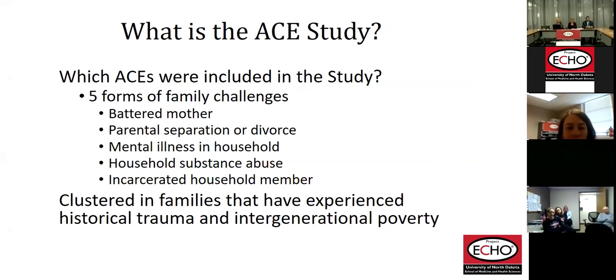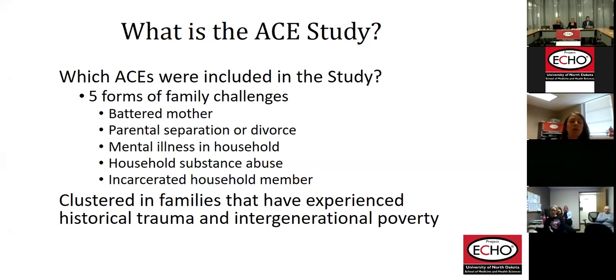So it includes, I have this separated a little bit differently in my head. So we have the 5 forms of abuse, and then we have a household history of substance abuse, mental illness, or incarceration, parental separation, and battered mother or domestic violence.